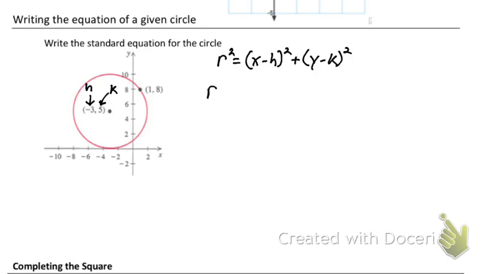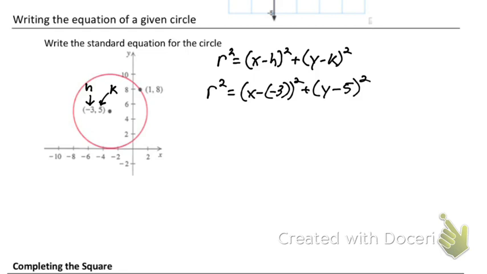So we're going to have r squared equals x minus a -3, so it's going to become a positive 3 in just a second, plus y minus our k. Our k is 5, squared. Your h and k should be the easy ones to get. The hard one is your radius.